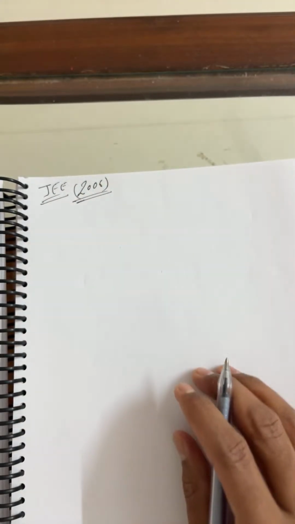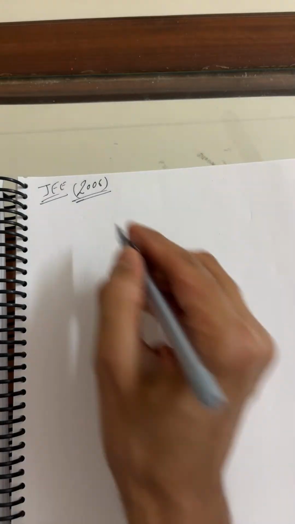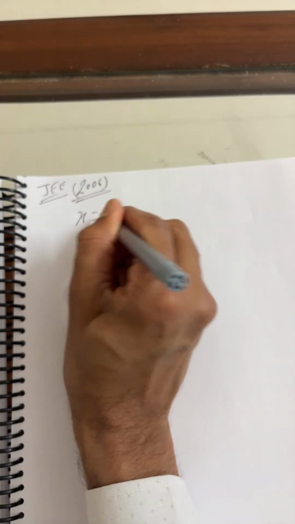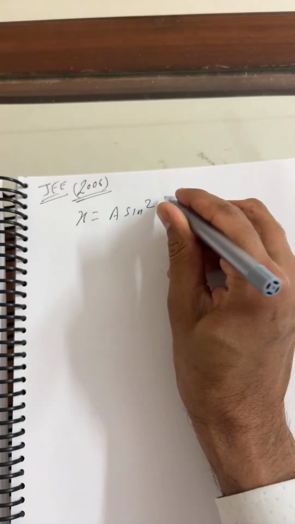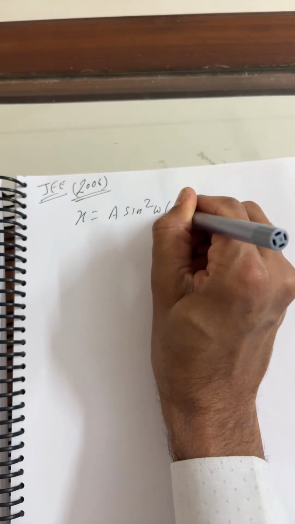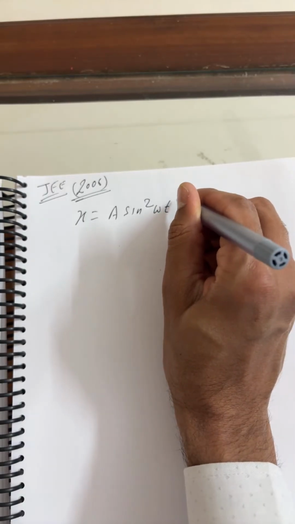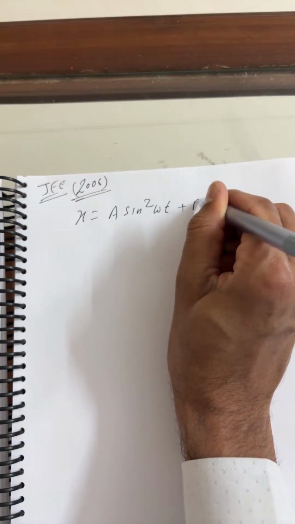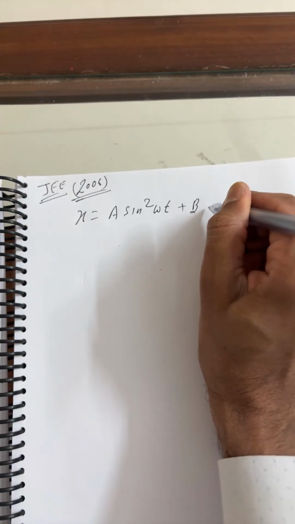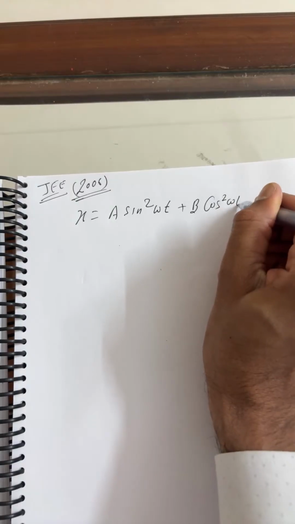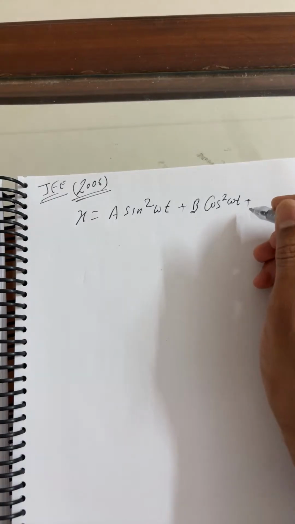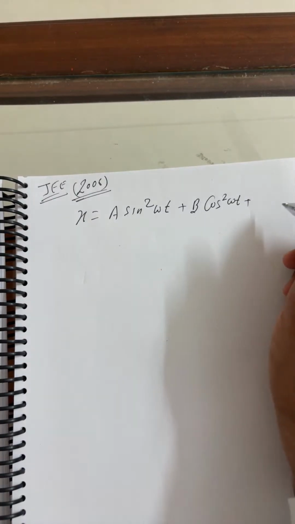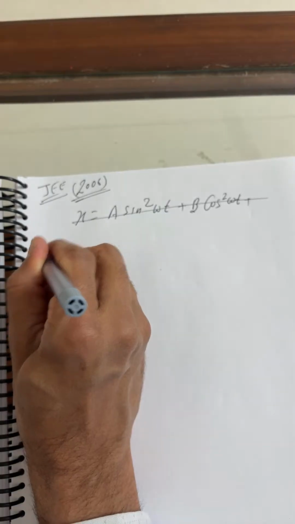2006. Right. Okay, come to the point. But I can see there is a function mentioned here. x is equal to what, my dear? A sine square omega t plus B cos square omega t plus C. I'll write once again. x is equal to what, my dear?